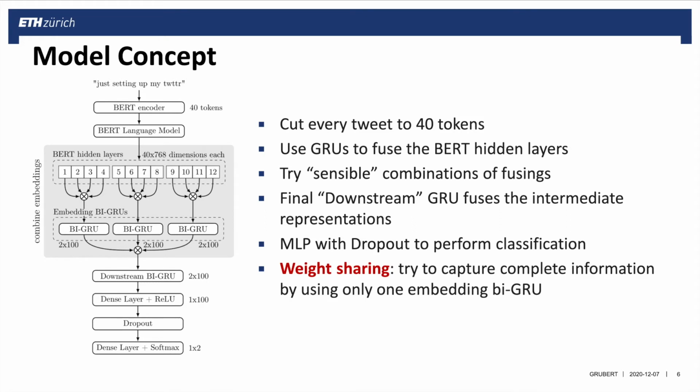One other idea that we had was to use weight sharing. So instead of using 1 embedding BiGRU per group, we use a single BiGRU, which handles all of the groups. And the intuition behind this is that by using weight sharing, we can capture complete information across the entire tweet instead of cutting it across the hidden layers.